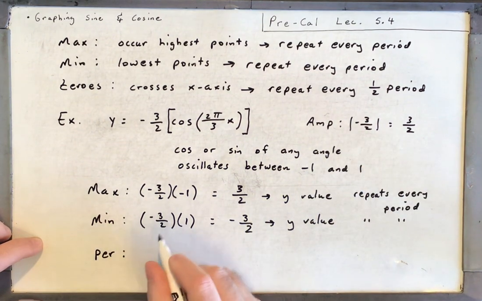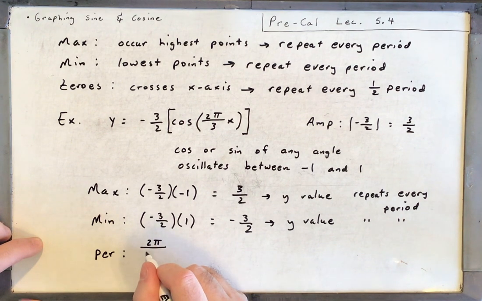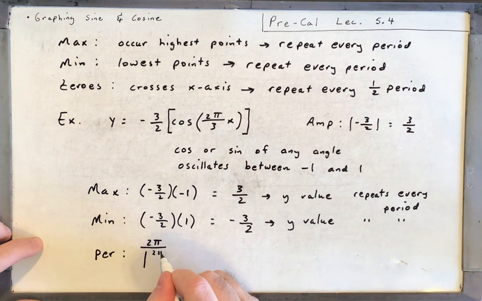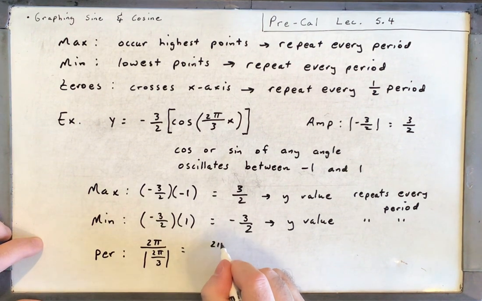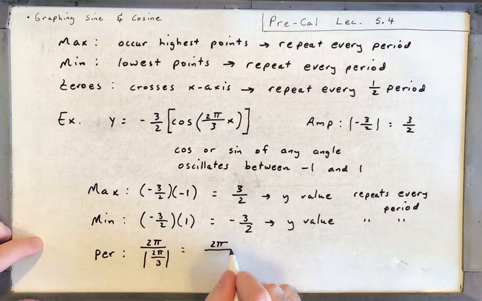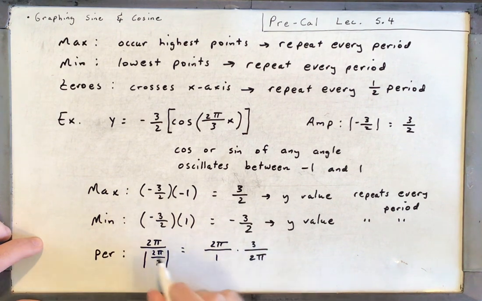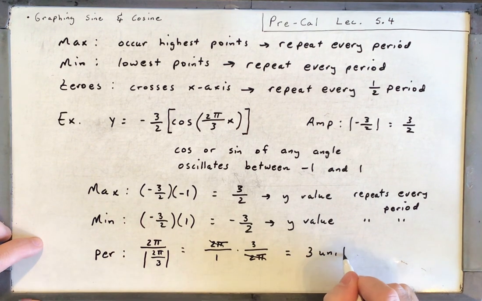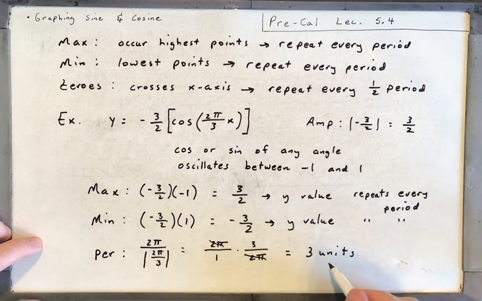Well, the period is 2 pi over the absolute value of this number out front, what we call b, 2 pi over 3. So it's 2 pi over 2 pi over 3. So that's the same as 2 pi over 1 times 3 over 2 pi. If we take the bottom fraction and flip it, then that's going to cancel, and you're going to get 3 units. The period doesn't have to be in terms of pi. So the max and the min repeat every 3 units.